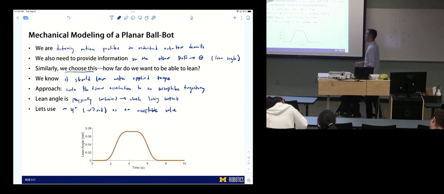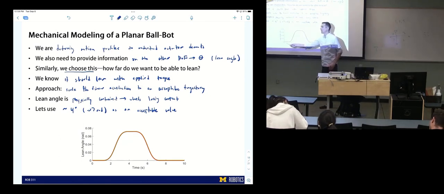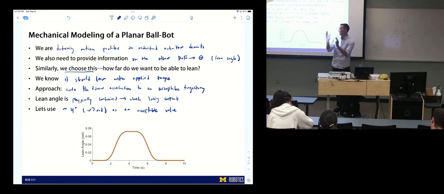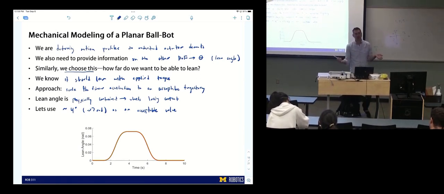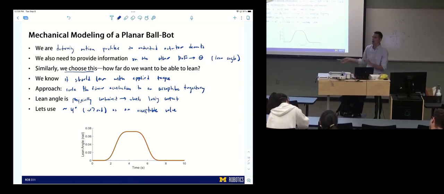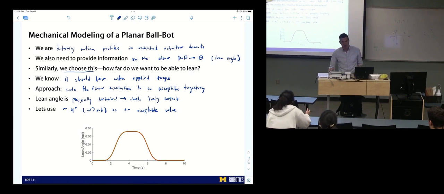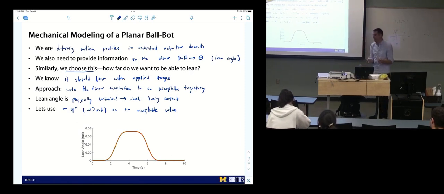So what we end up with is a lean angle trajectory that looks like this. It follows acceleration, so now it's going to lean as it accelerates, and then when it reaches constant velocity, it's going to lean back, then be back to upright. So this would be like perfect ballbot behavior. Our ballbots will not actually do this. It'll be much noisier, shaking around. But now we have our trajectories. We have our input, xk, and now we have our lean angle theta. Trajectories that seem to make sense.